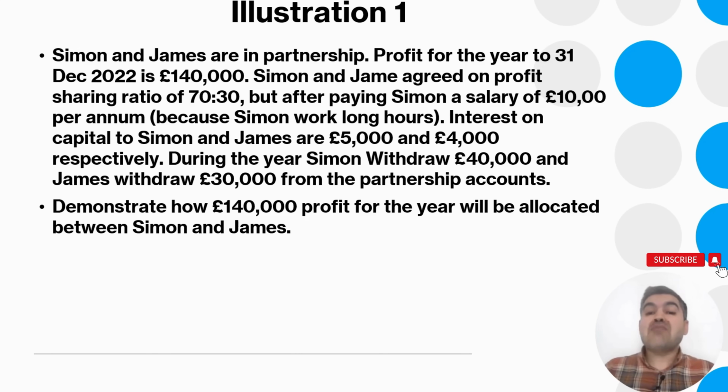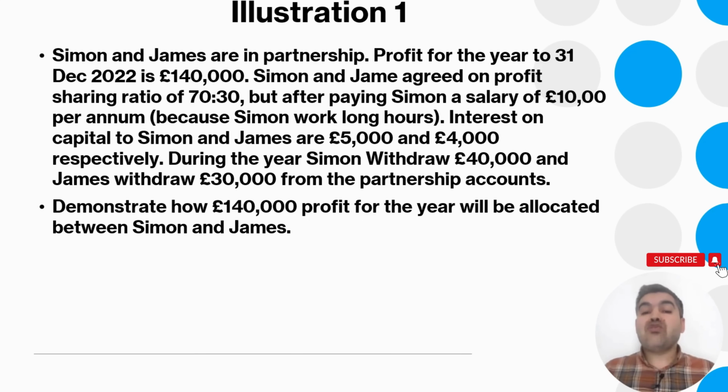During the year, Simon withdrew 40,000 and James withdrew 30,000 from the partnership account. So it's very common practice that partners take the money out because people have family needs. They need to feed their family. So they don't have to wait for the end of the year. They can withdraw money from the partnership. However, this will be just considered as early allocation of profit. This cannot be considered as an expense of the partnership.